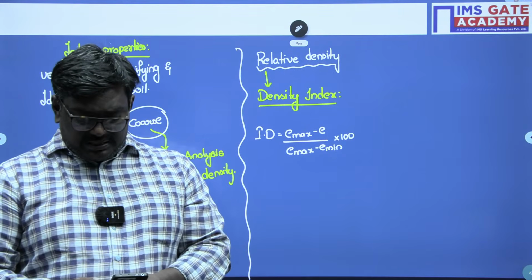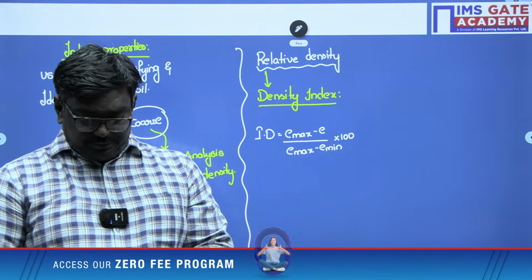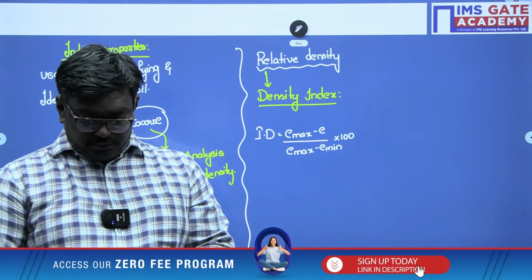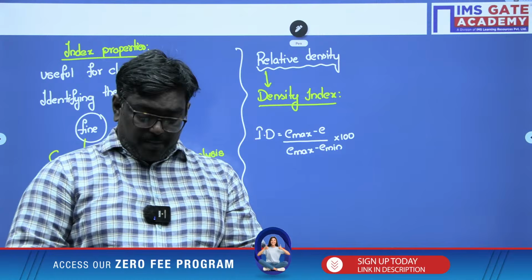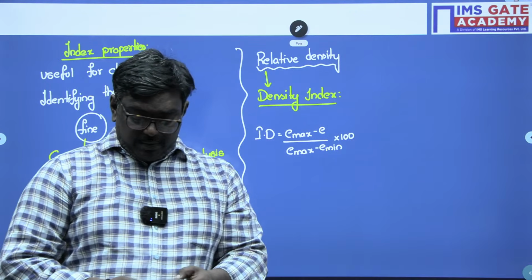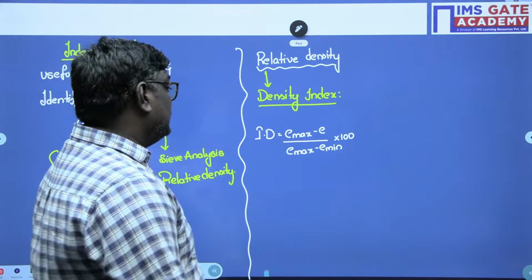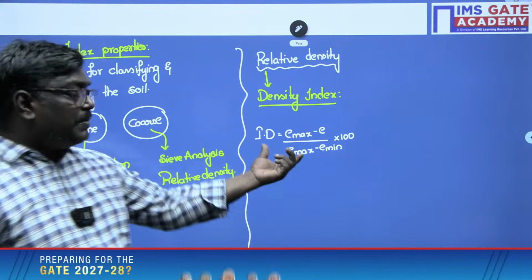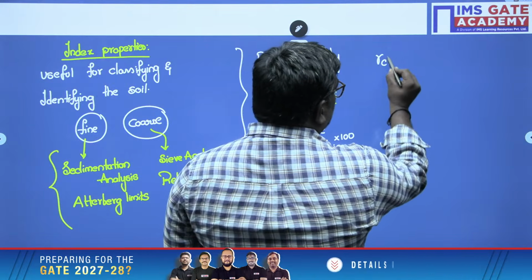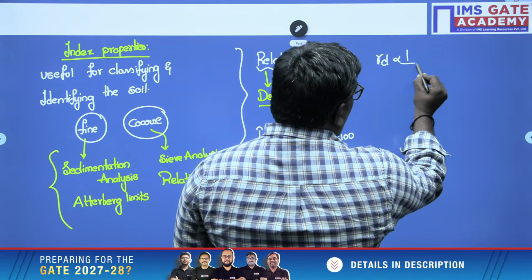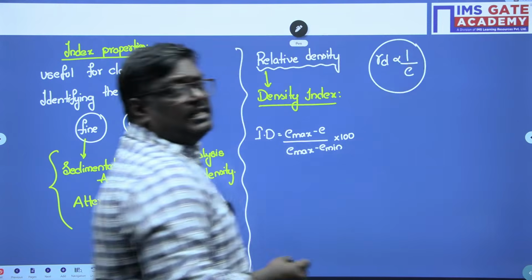Now this relative density will give you an idea about what? It gives you an idea about the relative compaction of the soil. To remember this formula, remember that gamma d is inversely proportional to void ratio. More the void ratio, lesser the dry density.